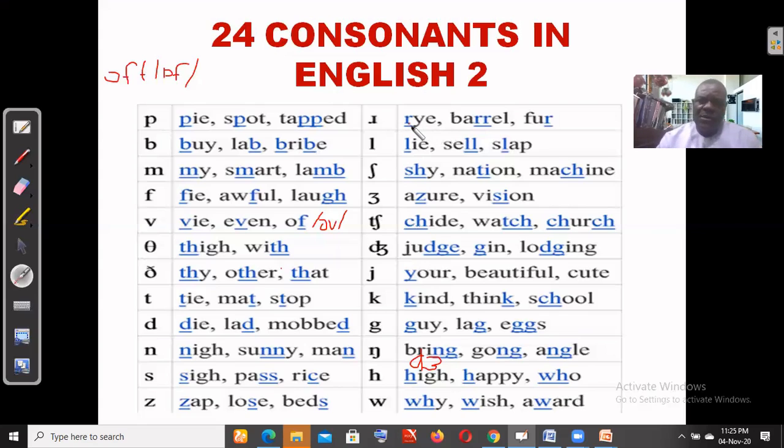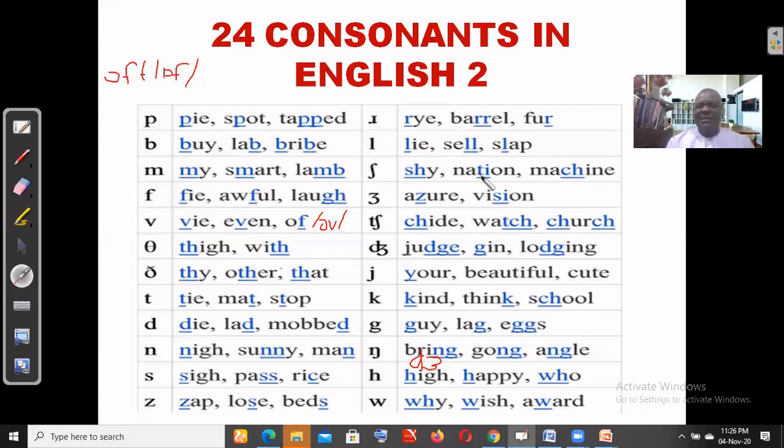Now let's continue. The sound R is represented by the letter R in rye and represented by double R in barrel and single R in fur. The sound L is represented by the letter L in lie and double L in cell, single L in slap. Then we have the sh sound, or sh, right? We have it in shy, represented by the letters SH. In the word nation, it is represented by the letter T.